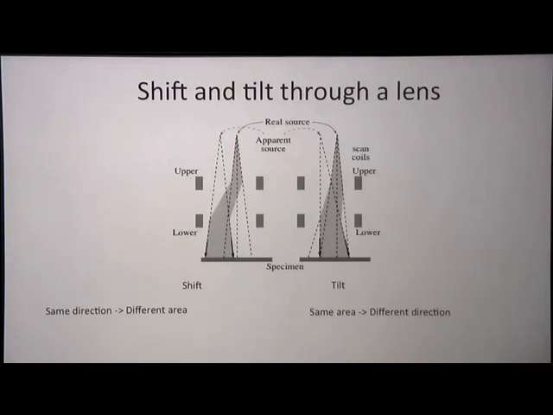Okay, one more piece of vocabulary, tilt and shift. Oftentimes you have a beam of electrons going through a lens. If it were perfect, it would be going straight through the optical axis, which is the symmetry axis of the lens, and down through the hole. But usually this never happens because there's mechanical misalignments.